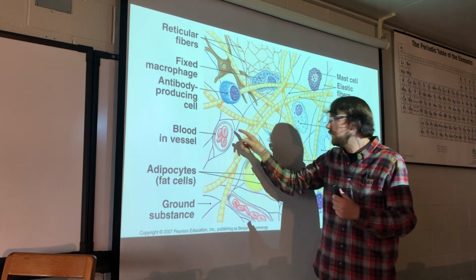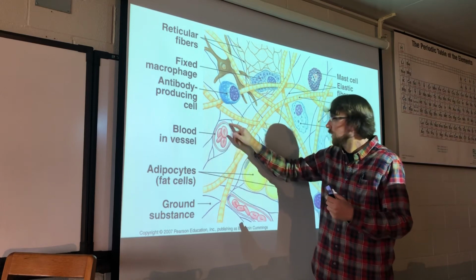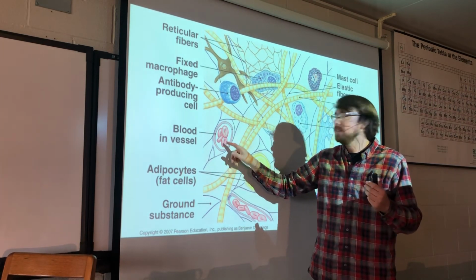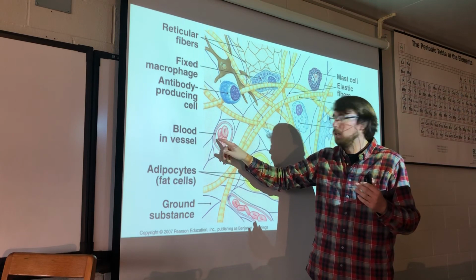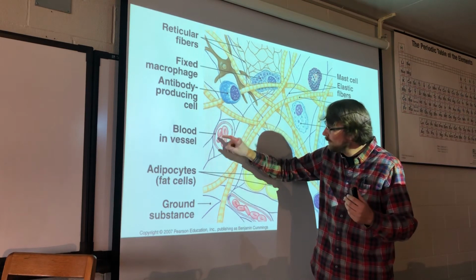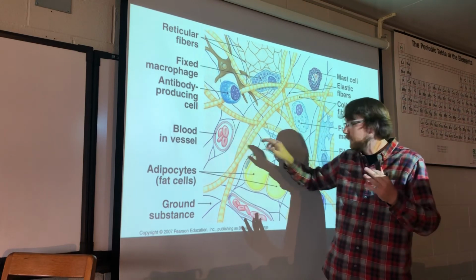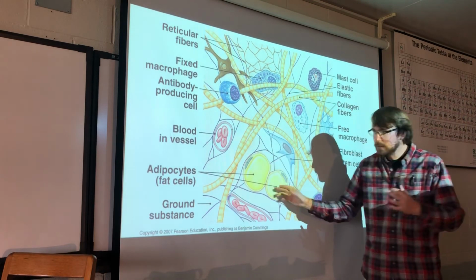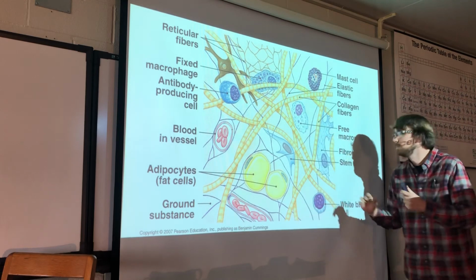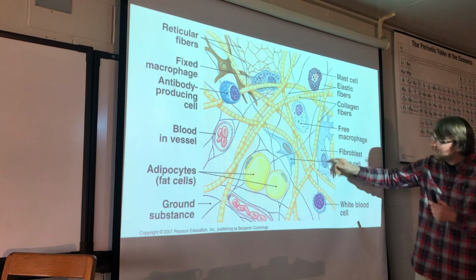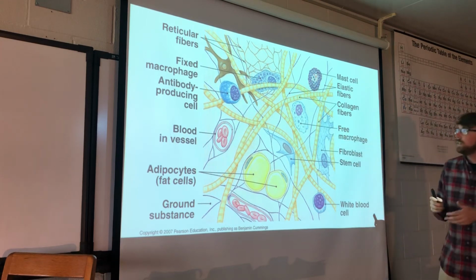So we can see this, we have a blood vessel. So this is going to be simple squamous epithelial cells. Then we have these blood cells within. They are very small cells. We have these adipocytes. They are fat cells. And we have these fibroblasts, which are producing these fibers.